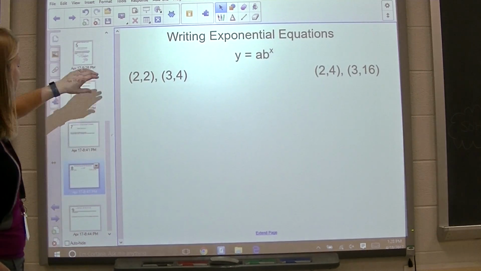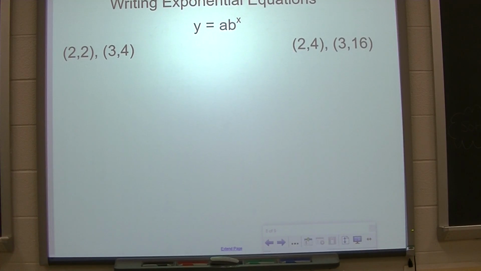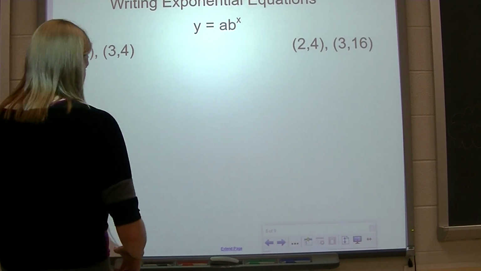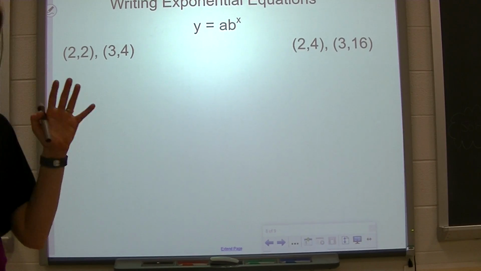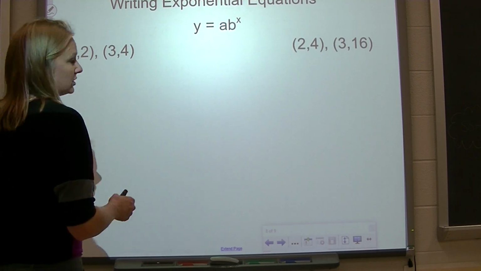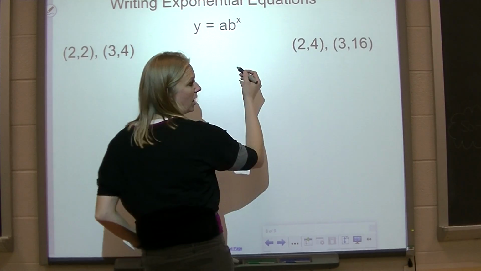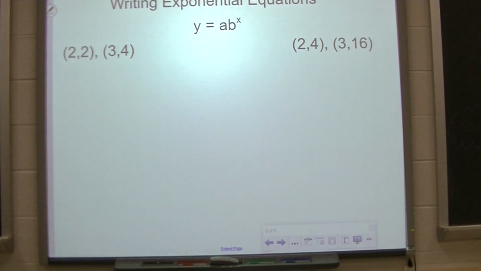Now, part of our problems in the book is going to be writing the exponential equation. A lot of the car loan, mortgage and compound interest problems, you're going to be given everything, and you just have to know how to solve the equation. In this case, we're going to be given two ordered pairs, and we have to find the exponential equation so we can write it. So y equals a times b to the power of x. x is our power, b is our base, and a is our constant.